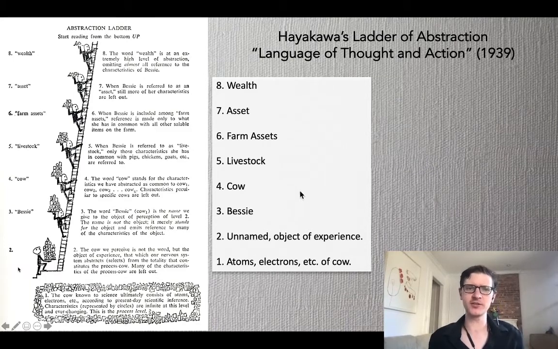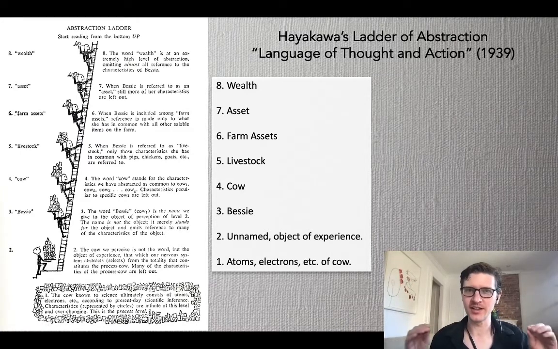Now, the example here is going to be a cow. In the most concrete level, it's the cow known to science. Ultimately, it's the atoms, the electrons, the subatomic particles that the cow is made of. It's physical being on a molecular level. That is about as concrete as you can get, the scientific description of what a cow is. Now we move up the ladder once.